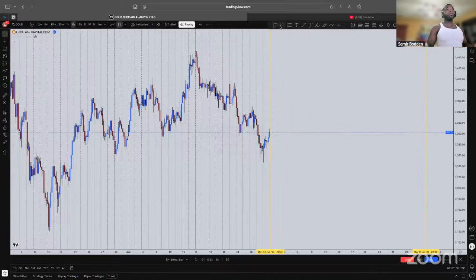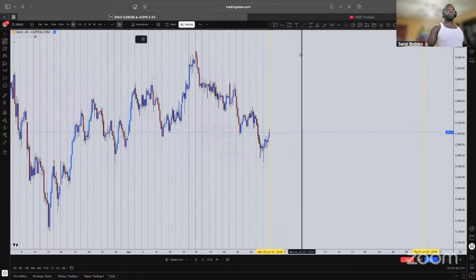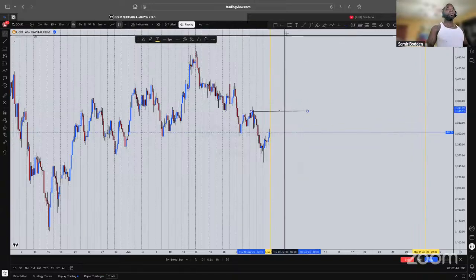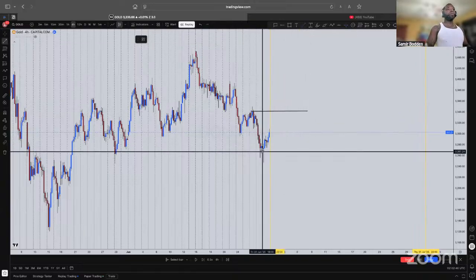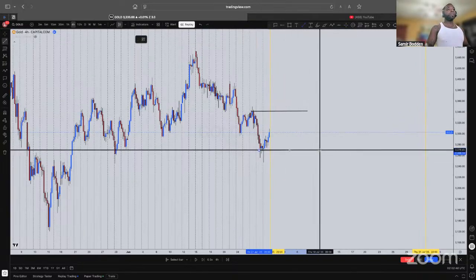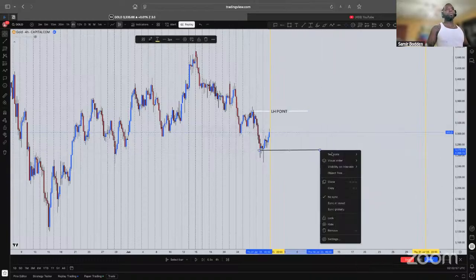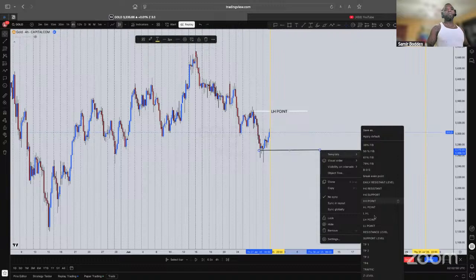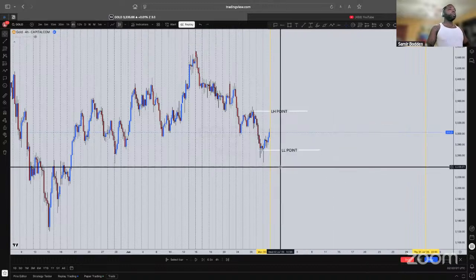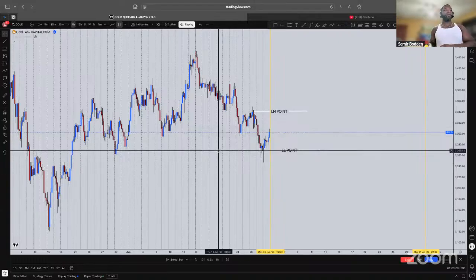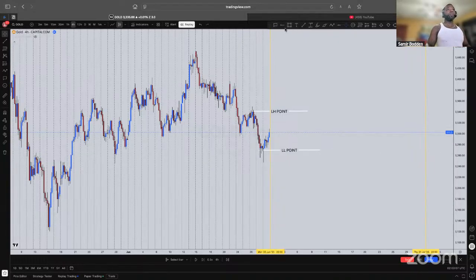The first thing to identify is the structure of the market. Right here, we can see we got a lower high point, and we got a lower low point here. So immediately I know, once I see a lower high, let me put lower high point, and down here, lower low point, I'm in a bearish market. It's easier for me to look for a short position than it is to look for a buy.